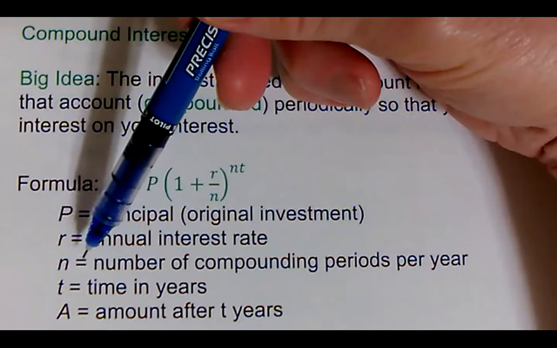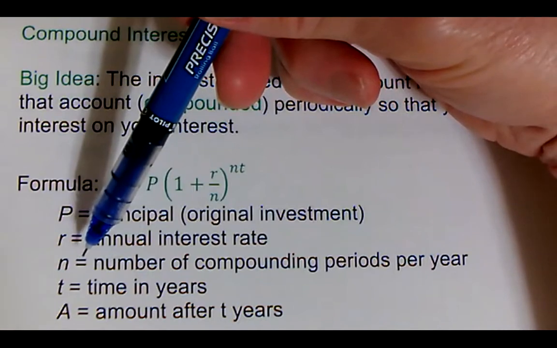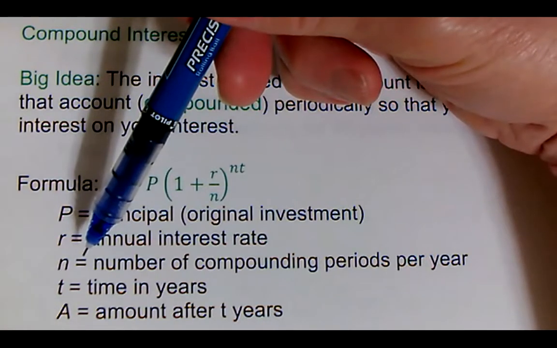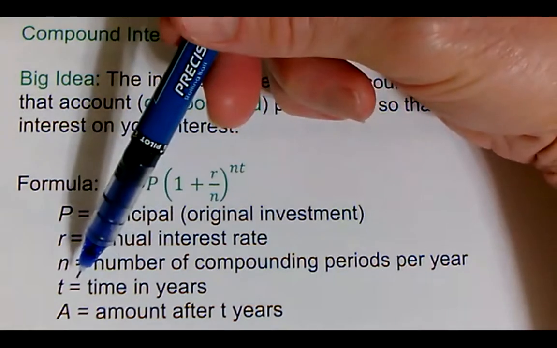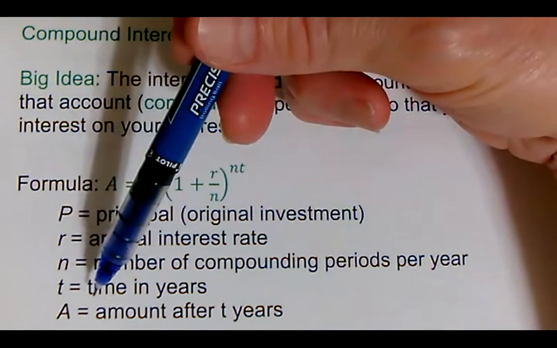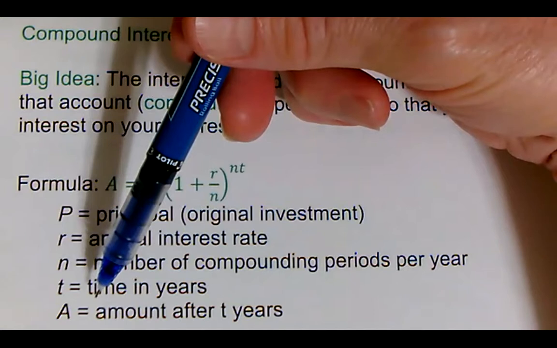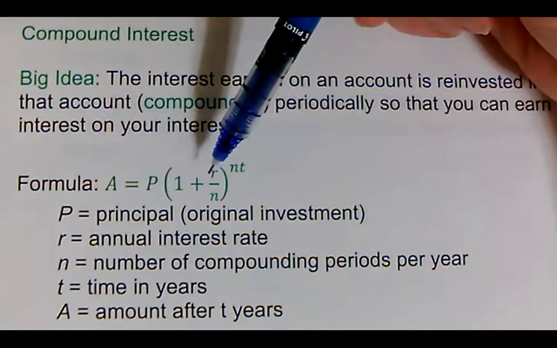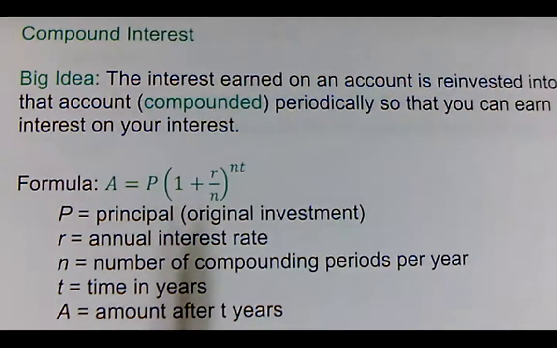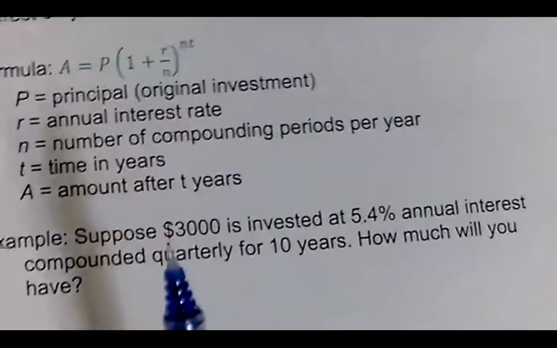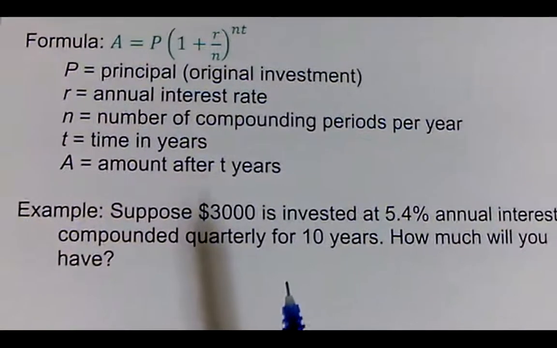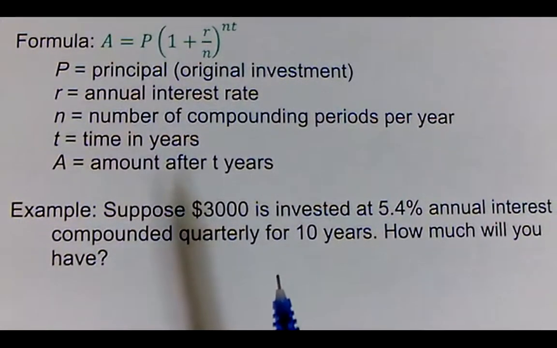N is the number of compounding periods per year. So, for example, if the interest is compounded monthly, there's 12 months in a year, so N would be 12. T is time, that's given in years. And A represents the amount that you have after that many years. And again, this is what the formula looks like when all is said and done. Let's do an example immediately so we can see exactly how this works. Keep the formula visible there for just a minute, as long as we can anyway.